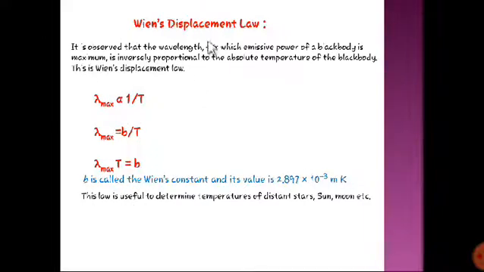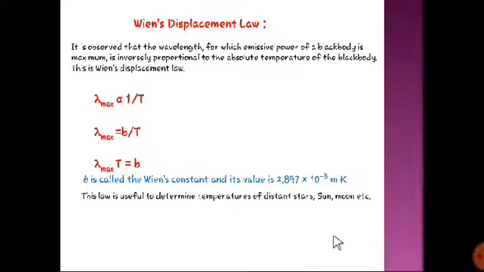Now where is this law being used? It is used to determine the temperature of distant stars, the sun and moon, etc. How? We know the distance and we know the temperature of that planet, so we can find out. As b, Wien's constant, is constant, we know the value of that, and T is the temperature of that planet. So we know both the terms, so you can calculate lambda max.